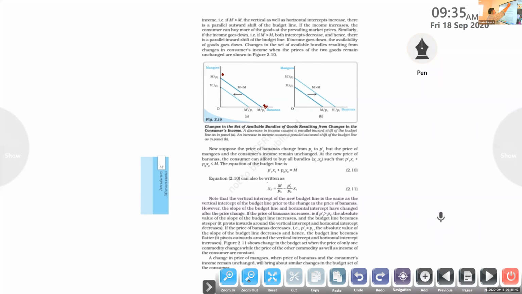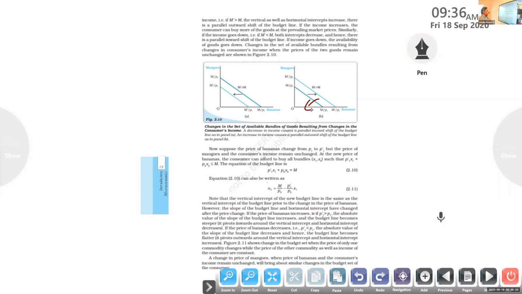If income goes down, the availability of goods goes down. So income reduces, availability of goods also will go down, so the consumer is unable to purchase the quantity of goods that was purchased earlier. Okay, so you can see this figure here. Changes in the set of available bundles of goods resulting from changes in the consumer's income. A decrease in income causes a parallel inward shift. It will come closer to the origin. And if income increases, what will happen there? An outward shift will be there.